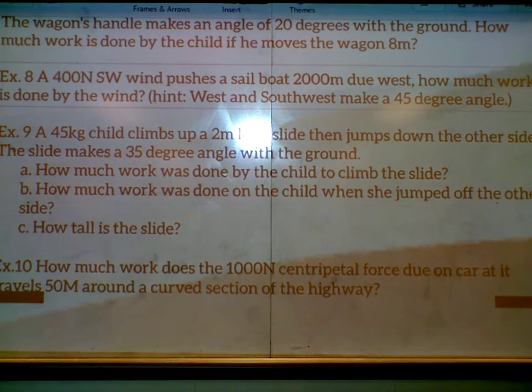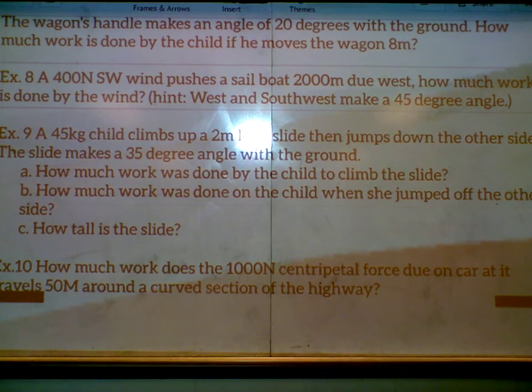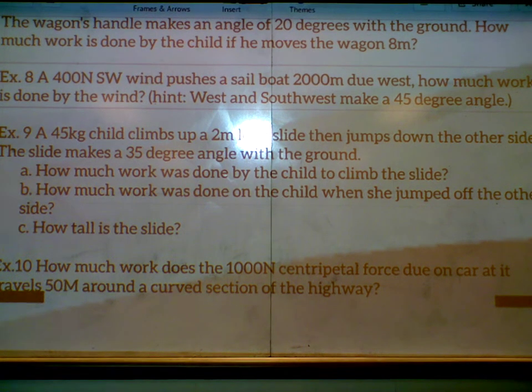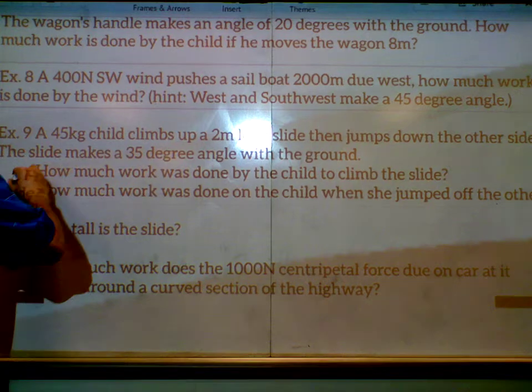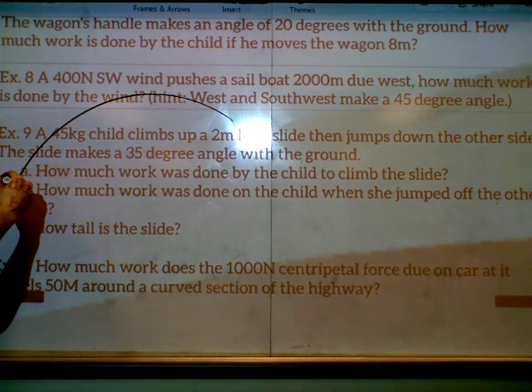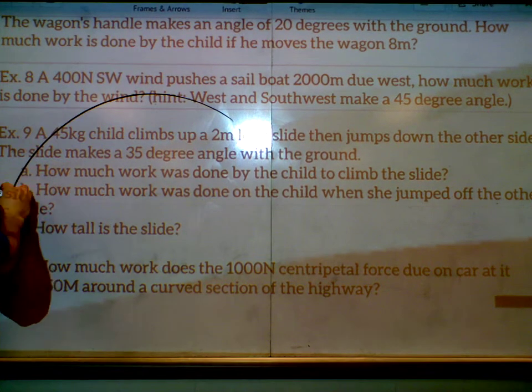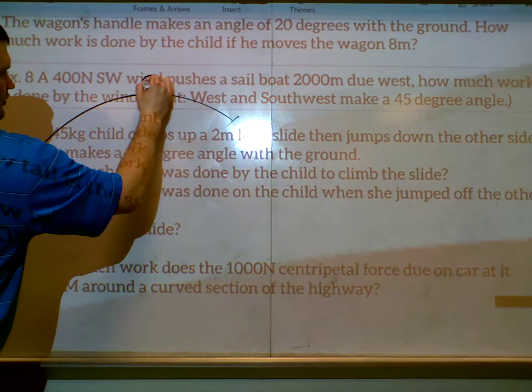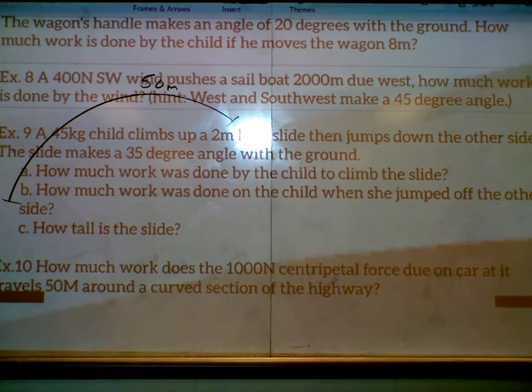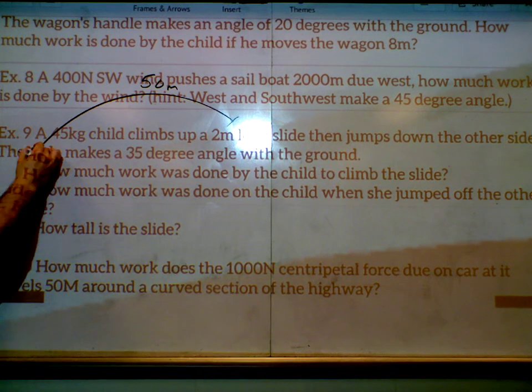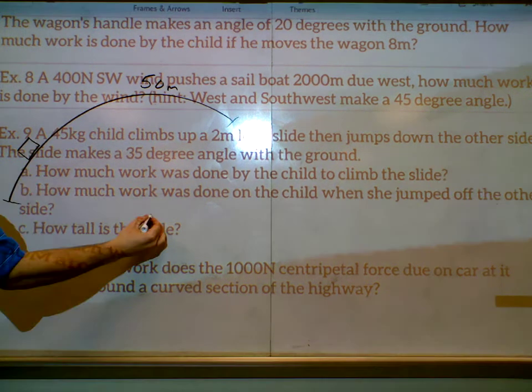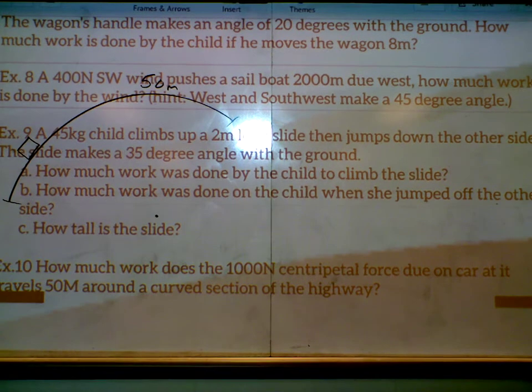Last one. Example 10 says, how much work does a 1,000 Newton centripetal force do on a car as it travels 50 meters around a curved section of highway? So, here's the curved section of highway. That arc length is 50 meters. So from here to here is 50 meters. Does that make sense? Okay. Now, if here's the car, here's the center of the circle, which way does the centripetal force point?